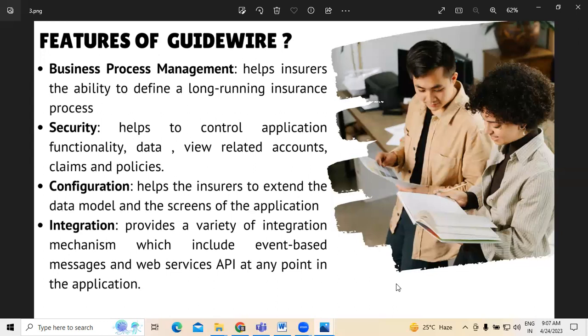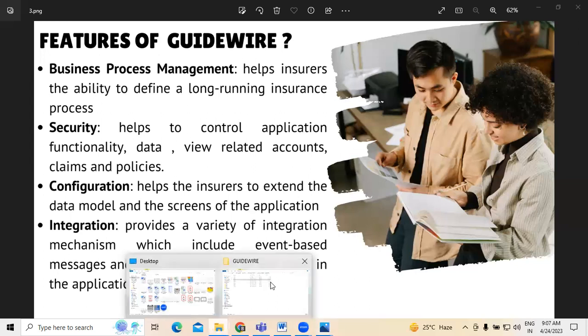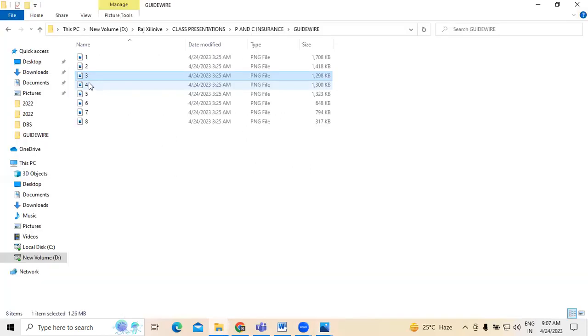So these are the major 4 features in this. One is business process management, followed by security, configuration, and last but not least, integration. So these are the 4 features you can see in Guidewire itself.